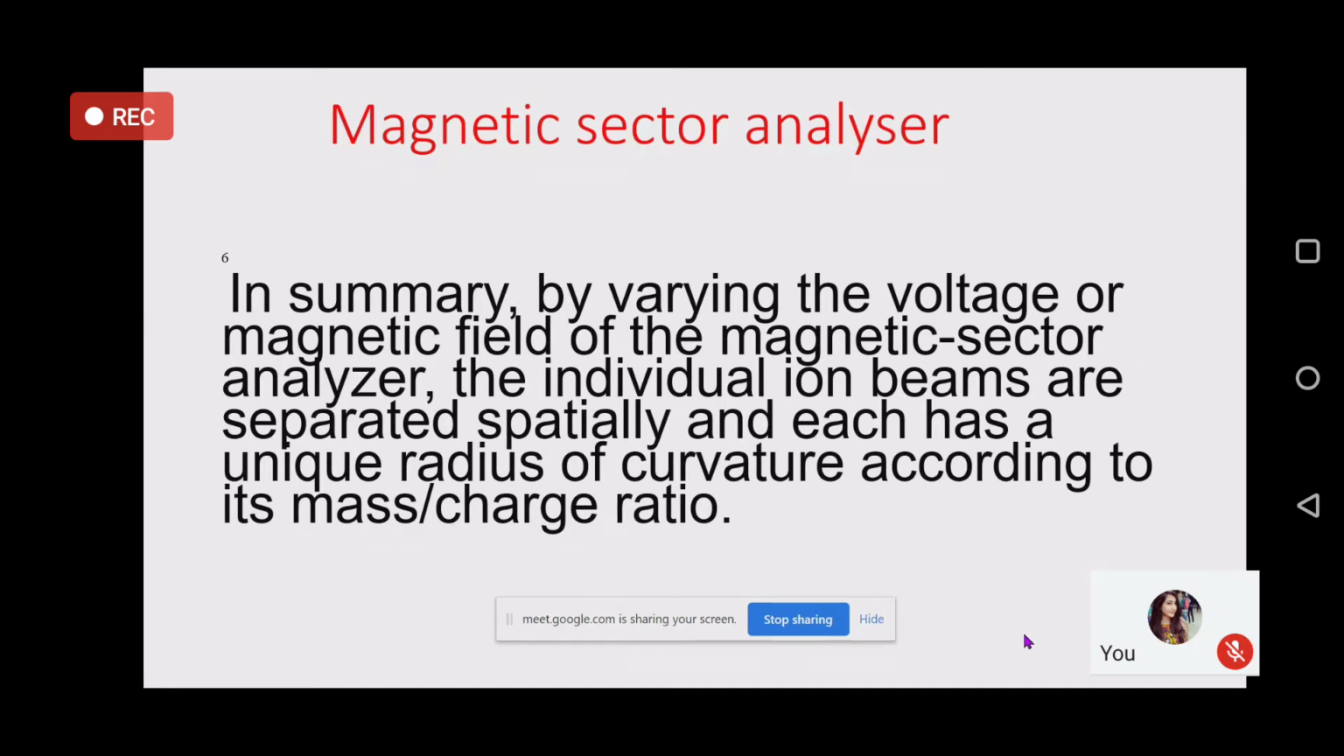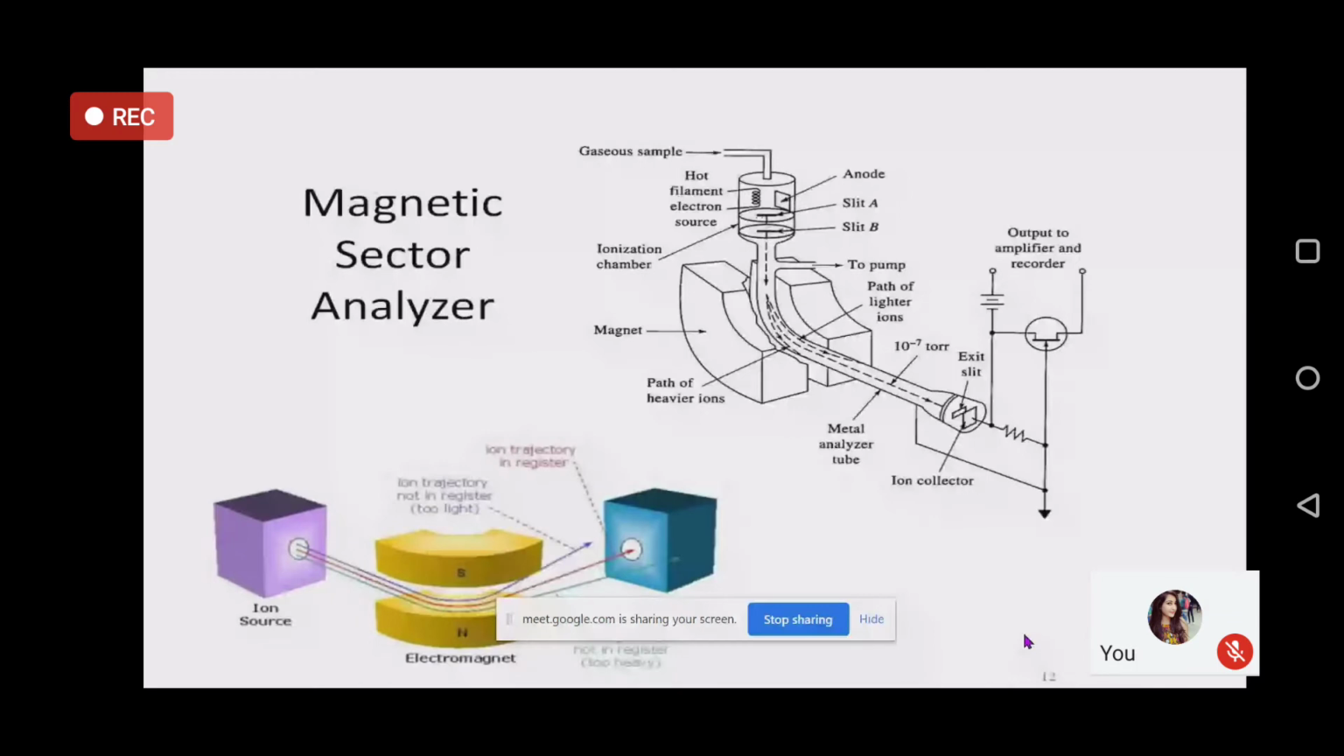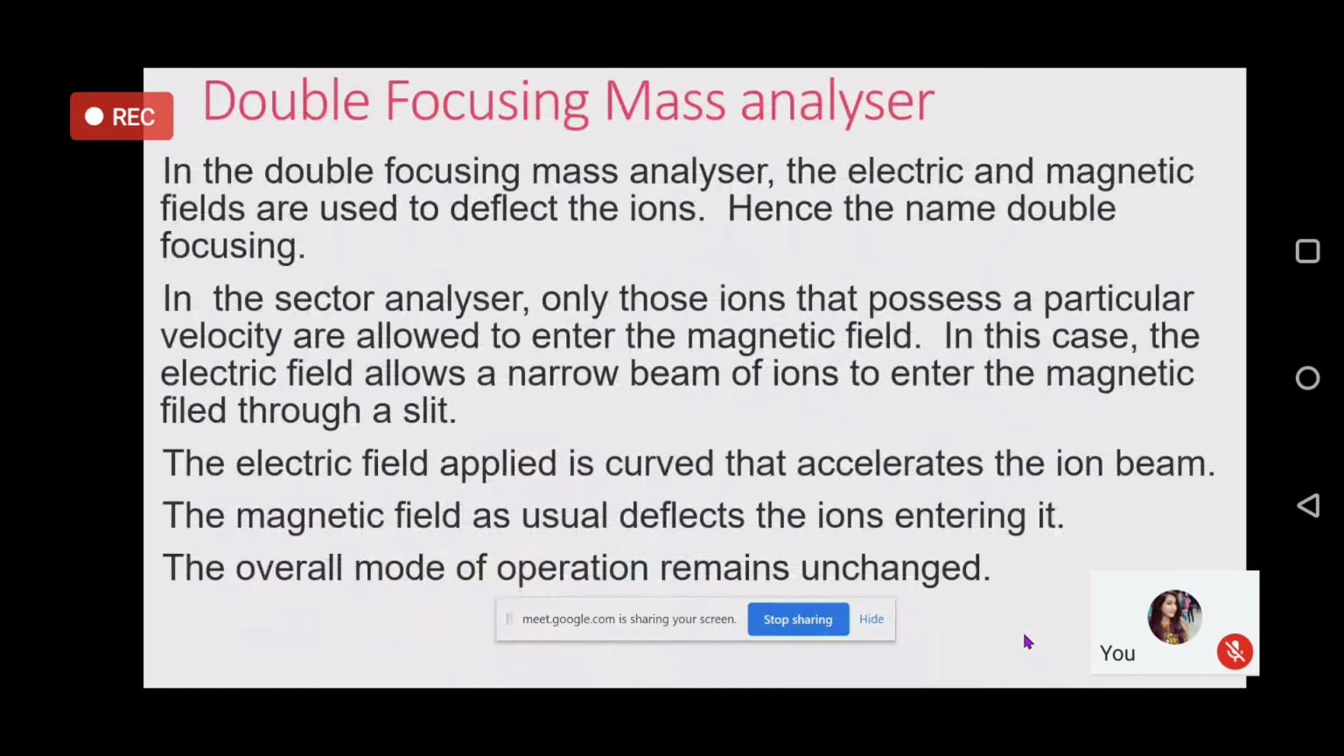In summary, by varying the voltage or the magnetic field of the magnetic sector analyzer, the individual ion beams are separated spatially, and each has a unique radius of curvature according to the mass to charge ratio. That equation, m by z equal to B square r square upon 2V. Correct? So I think I have shown all this, the different angles and how it takes place. So now what we want to concentrate on is what is called a double focusing mass analyzer.